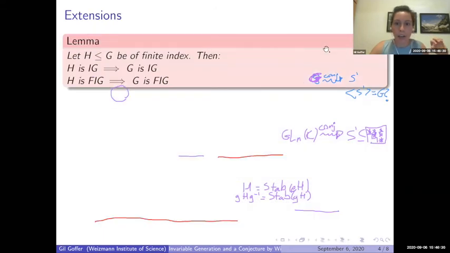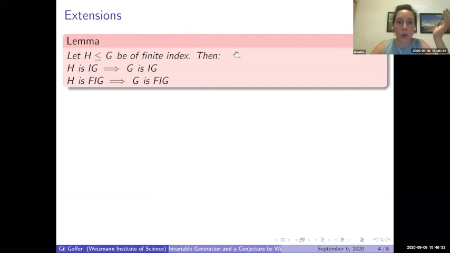And the first thing to ask: when Wiegold started studying this class of IG groups, he was checking what the properties of the class are. Which operations can you do and still stay in the class of IG groups? First he observed that the class is closed under extensions. So if you extend an IG group by an IG group, you get another IG group.